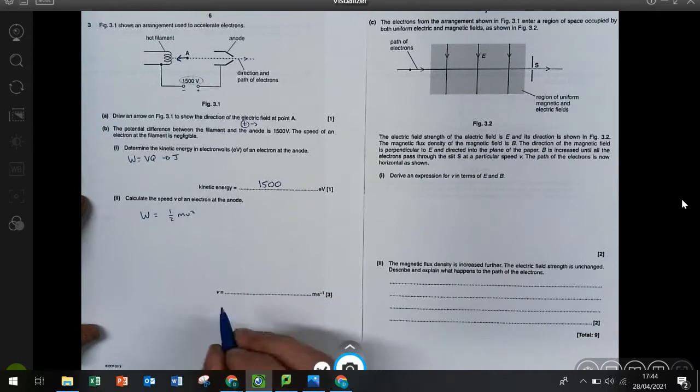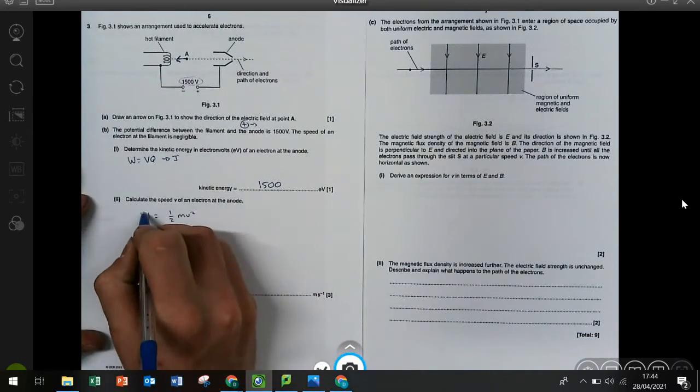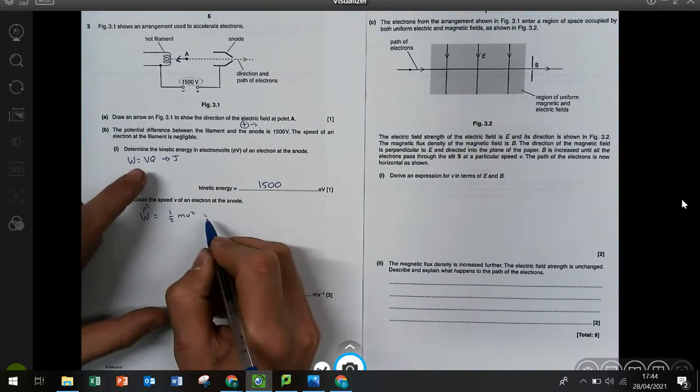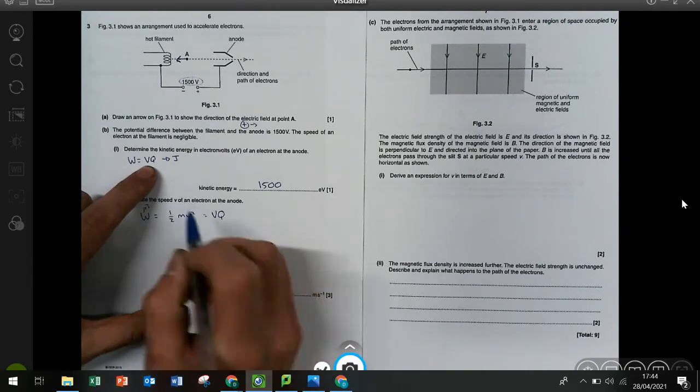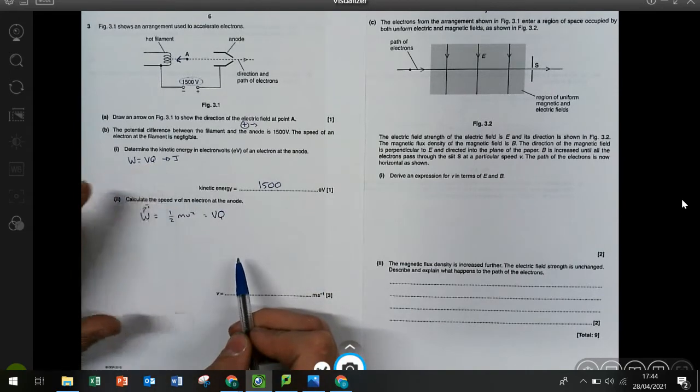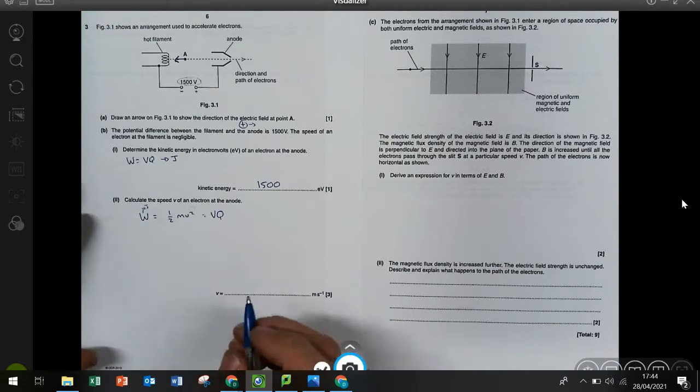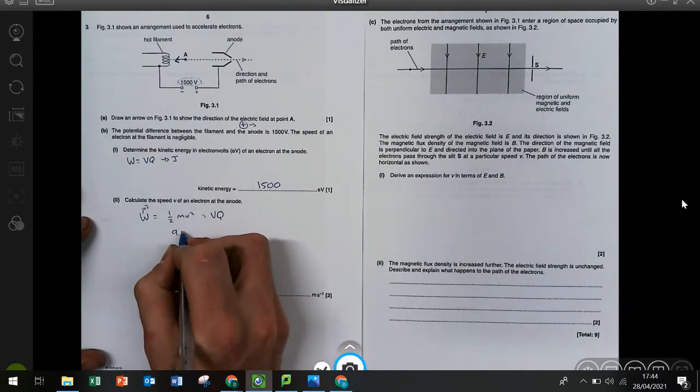So this one here, we want to use the work done is equal to half mv squared, but here we do want the energy in joules. This must be in joules. So we need to use this equation here, potential difference times charge, to get our energy in joules.